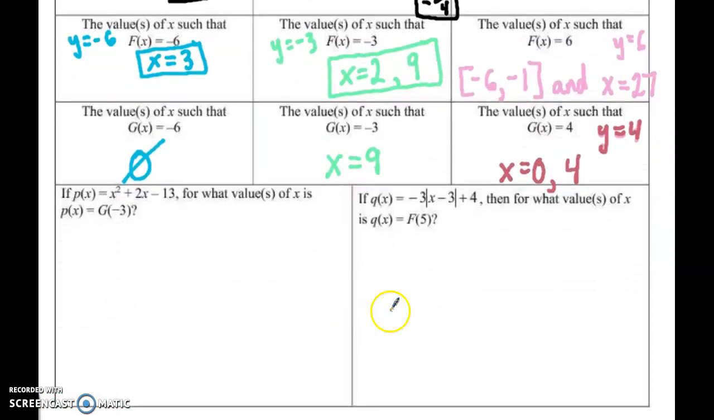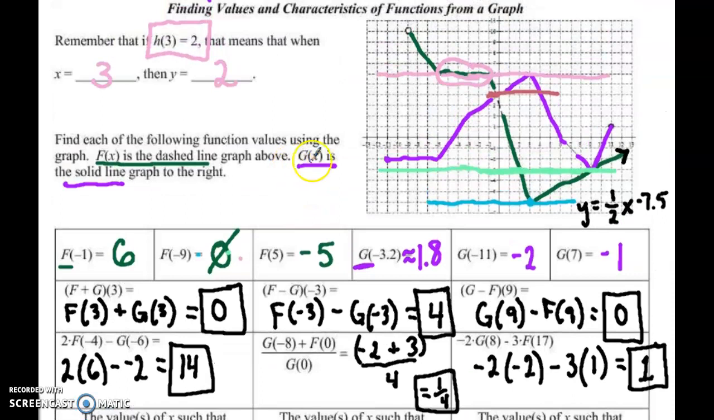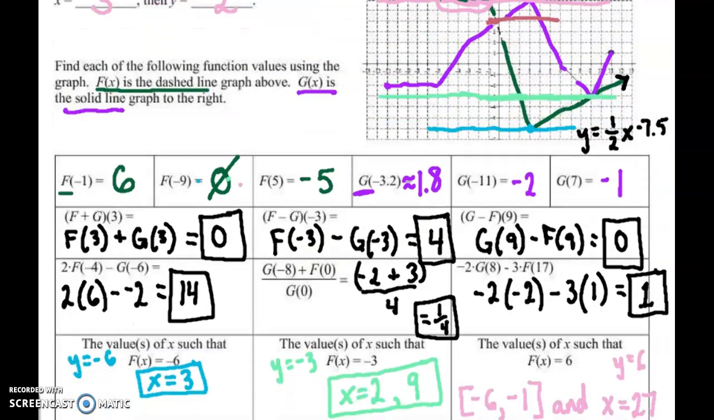Okay, so I'm just going to answer these last 2 and then do the second part of section 5 with a new video. So the key to this problem now is we're introducing a new function, p of x. So I'm replacing p of x with what it's equal to. And I can figure out what g of -3 is equal to by looking at my graph. Again, g is my purple function, 1, 2, 3, it goes up to 2.